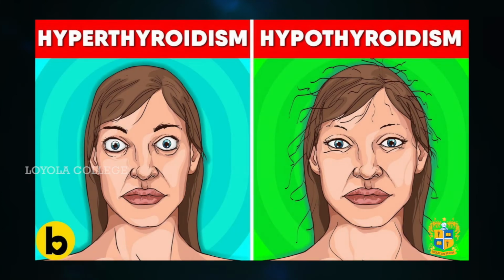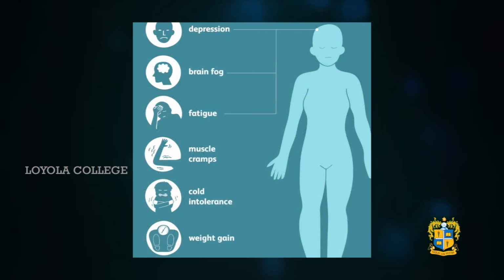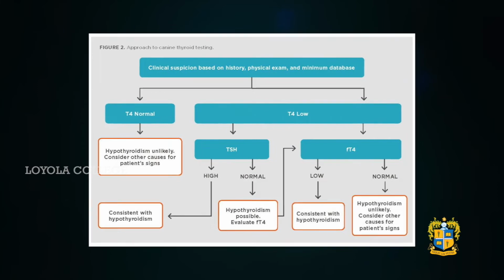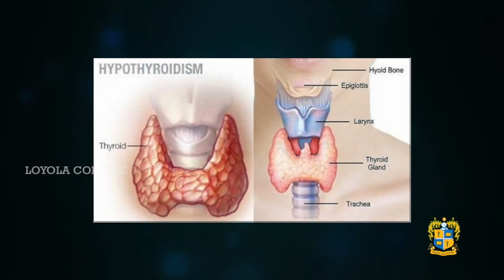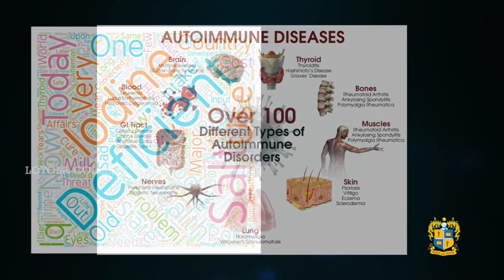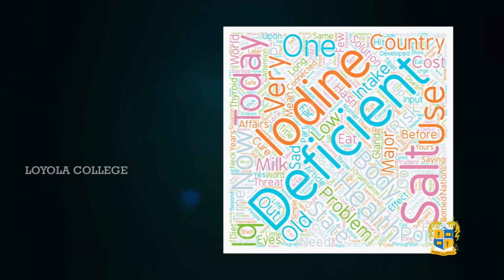So let's see the disorders of thyroid gland. The thyroid gland can become overactive, referred to as hyperthyroidism, or underactive, called hypothyroidism. Hypothyroidism is a term given when low levels of thyroid hormones are produced by the thyroid gland. It may result from autoimmune diseases and poor iodine intake.